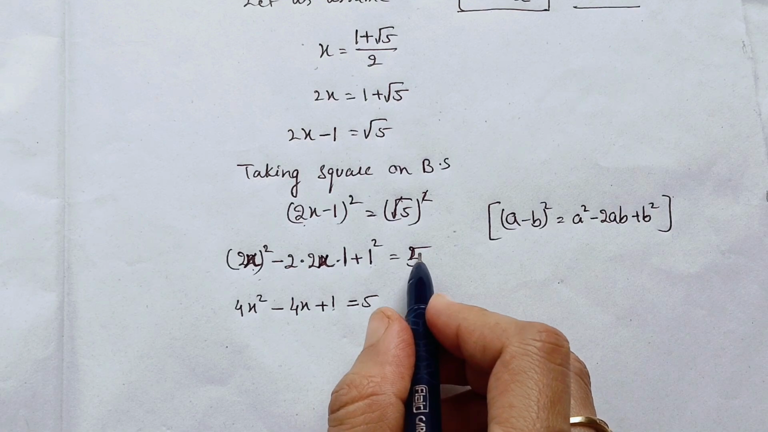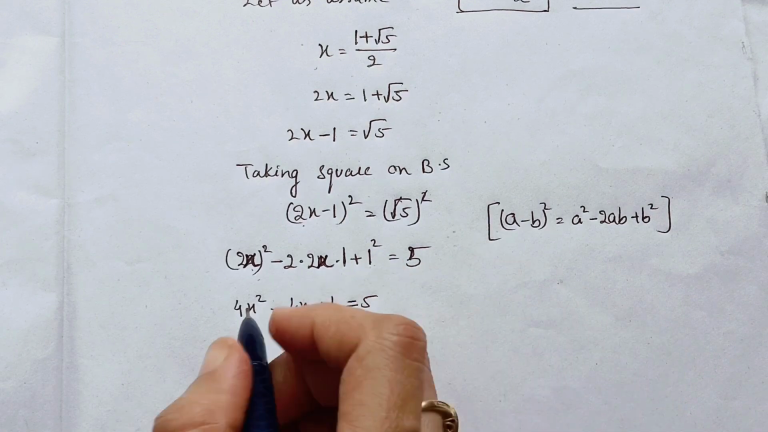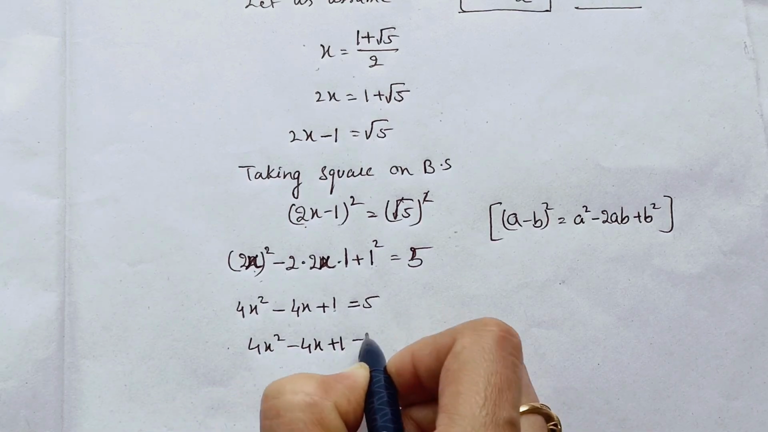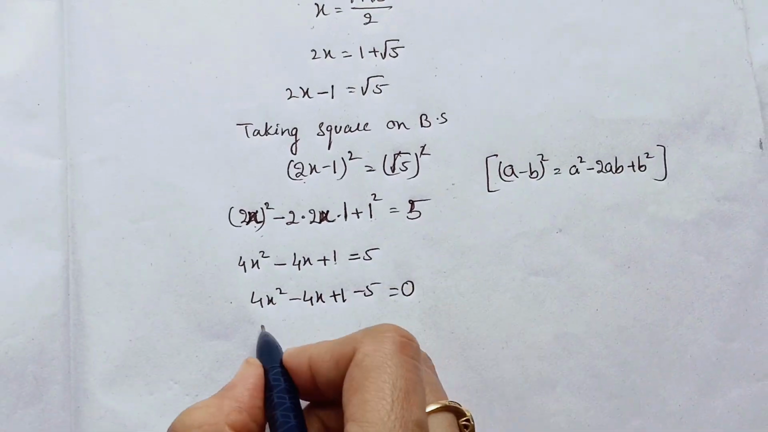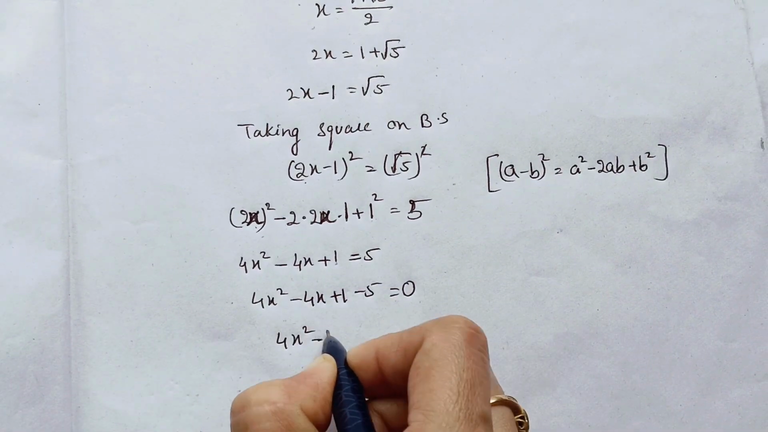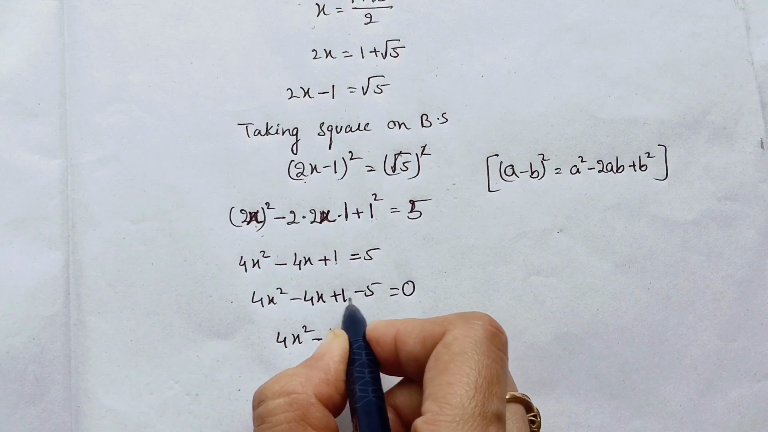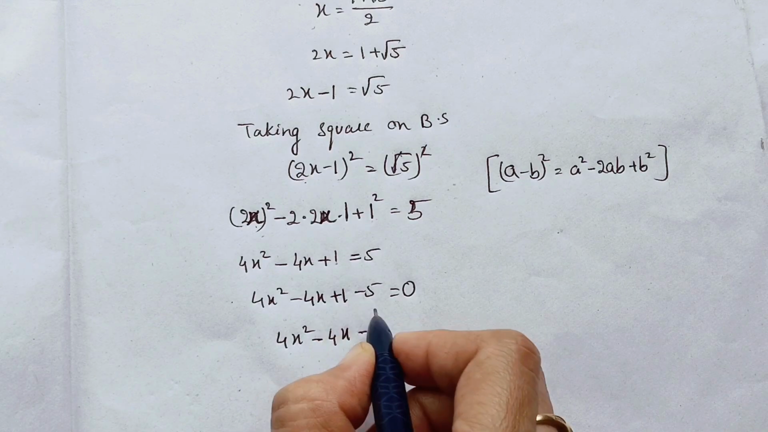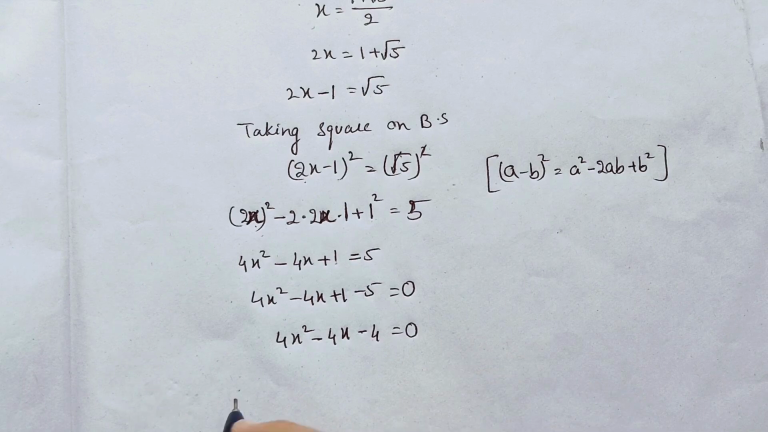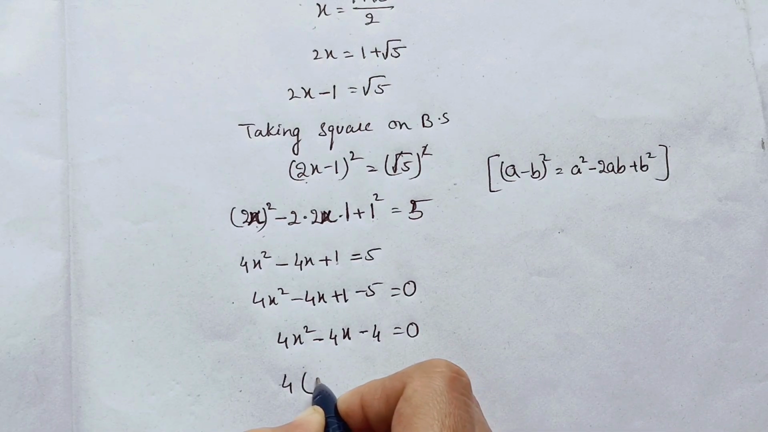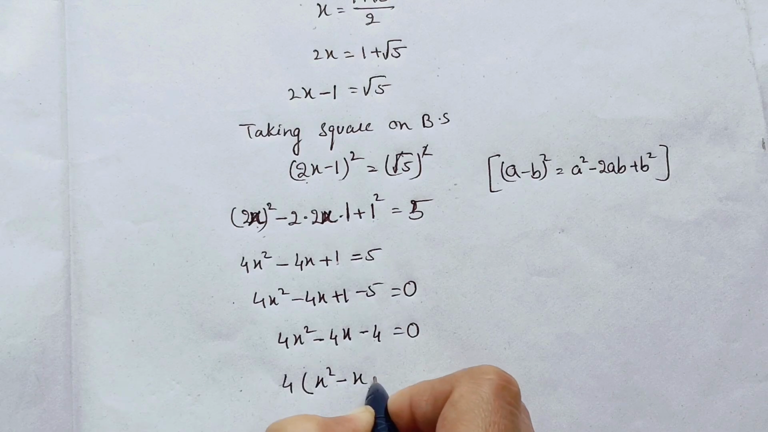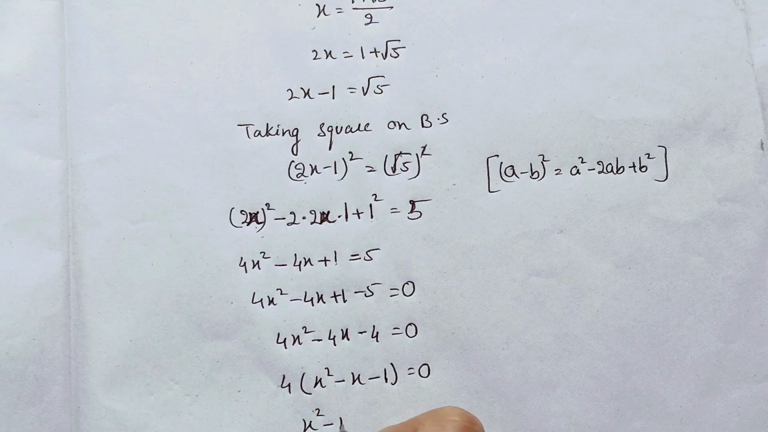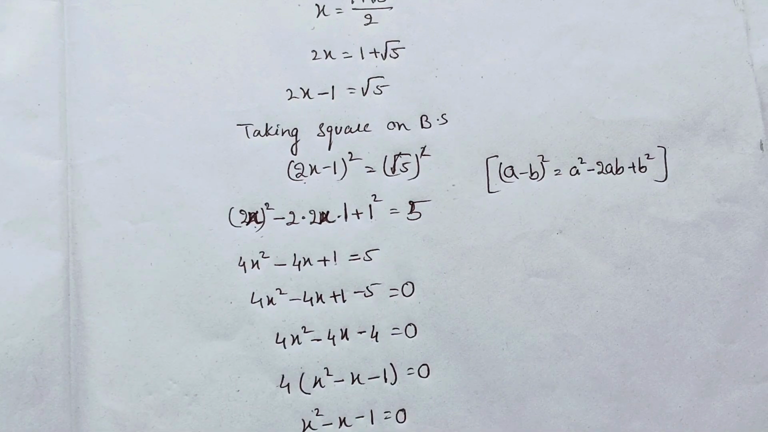Now I am taking this 5 to the left hand side. Then 4x square minus 4x plus 1 minus 5 equal to 0. Therefore 4x square minus 4x, and here the bigger number is 5 and it holds the minus sign, that's why I wrote minus: 5 minus 1 is 4, equal to 0. Now I am taking 4 as common. So x square minus x minus 1 equal to 0.